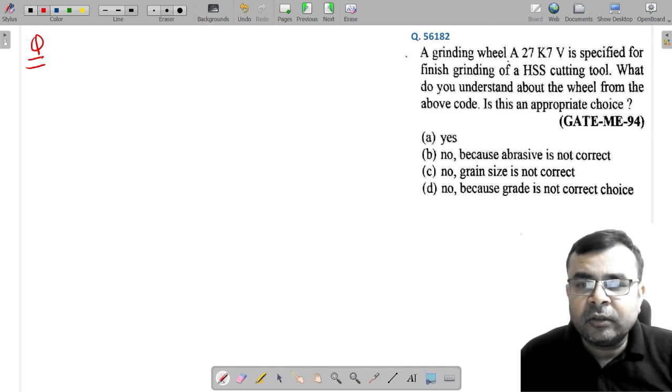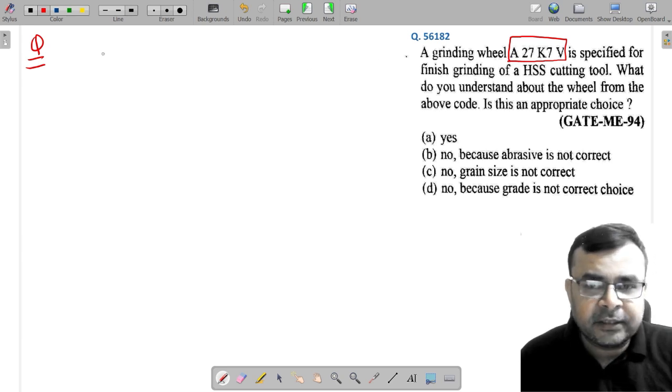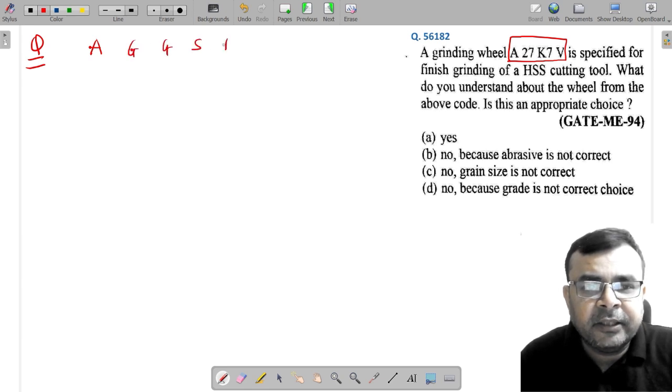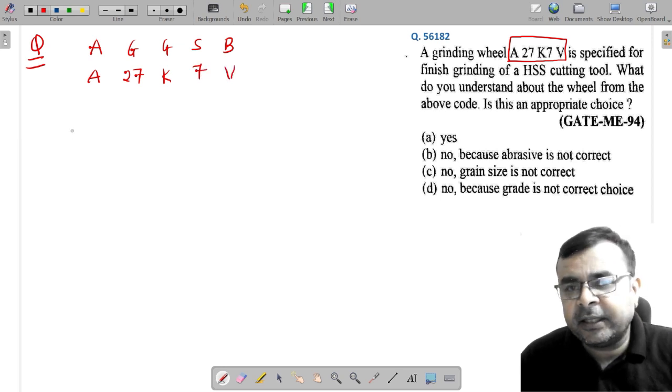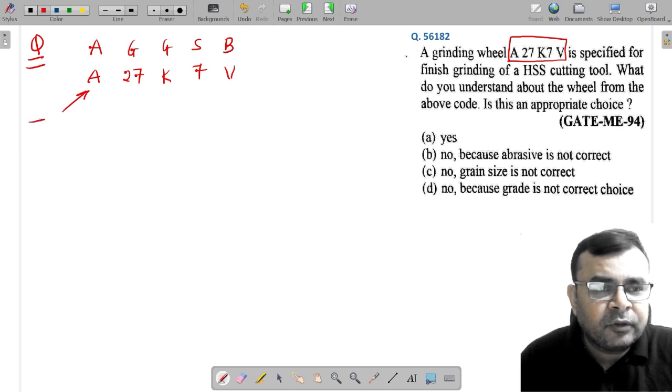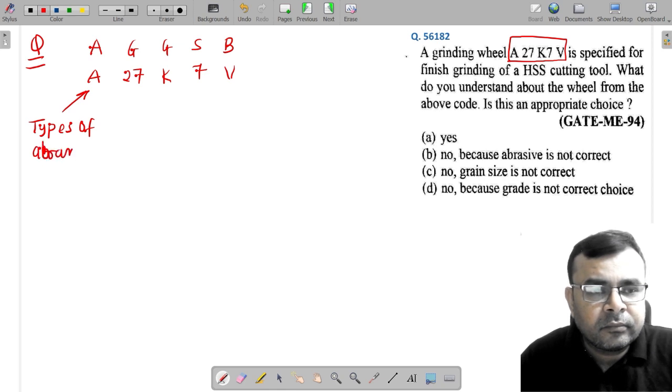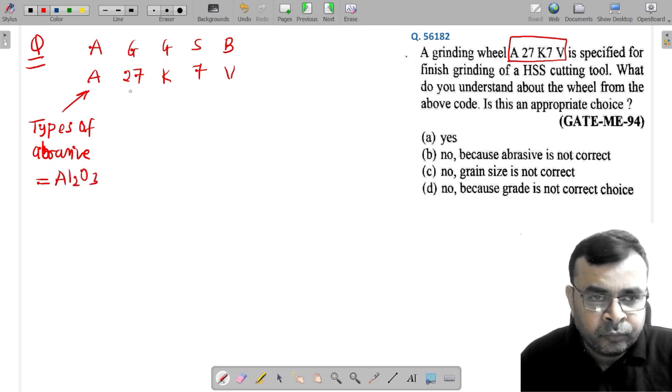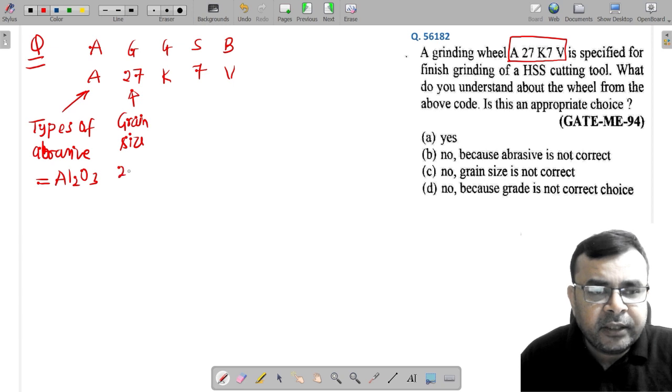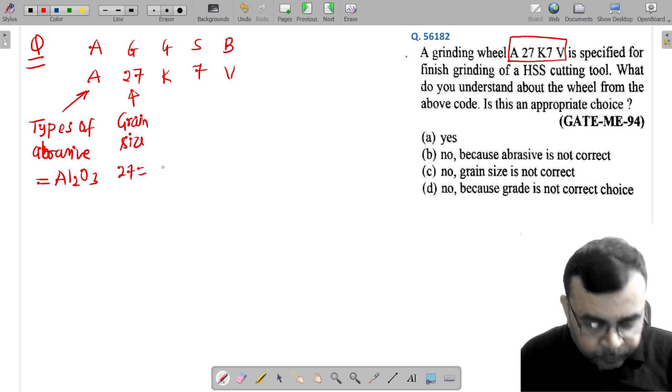So this is a designation of grinding wheel. Let me first tell you what the designation of a grinding wheel is. Generally it can be written as A 27 K 7 V. So this represents the type of abrasive, and A indicates aluminum oxide, that is Al2O3. The next represents grain size, and 27 represents coarse grains.